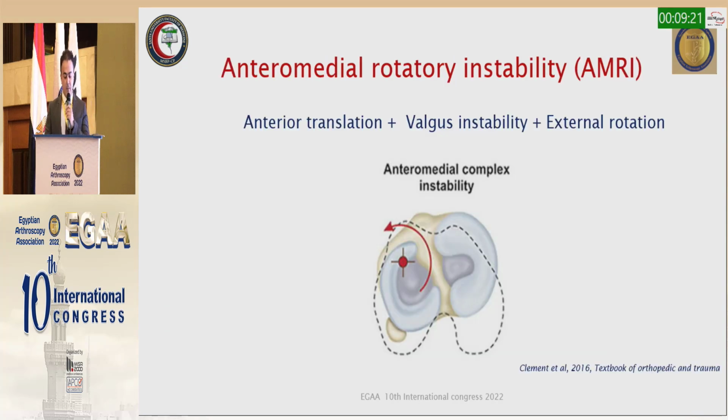This complex pattern of instability is usually caused by deficiency of both the anterior cruciate ligament and the medial collateral ligaments, resulting in shifting the center of knee rotation laterally with excessive anterior tibial translation and external rotation.